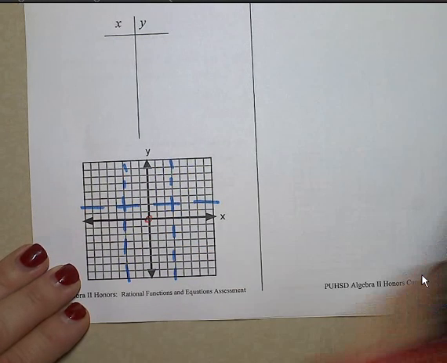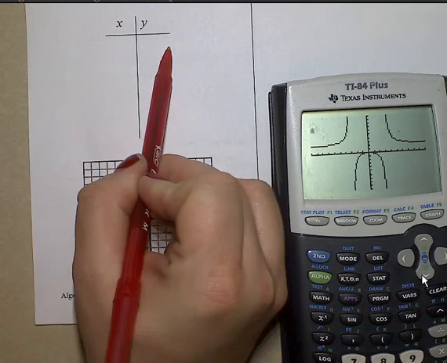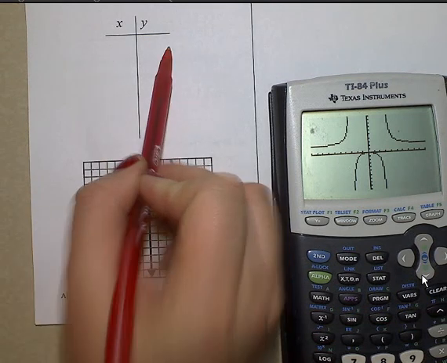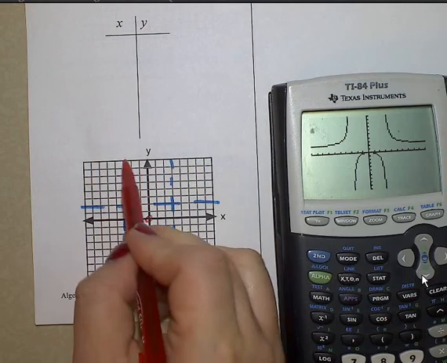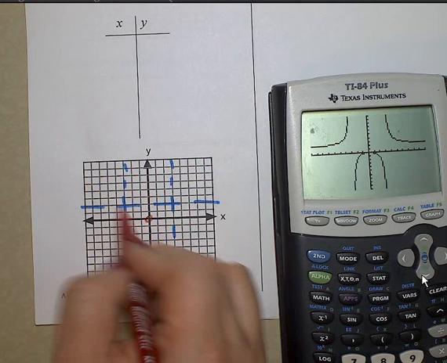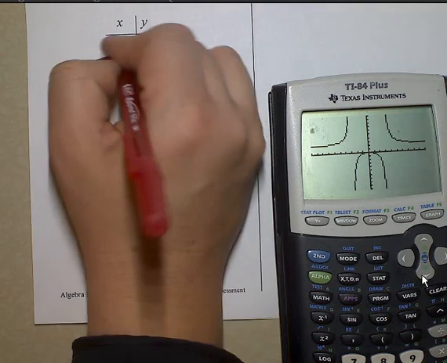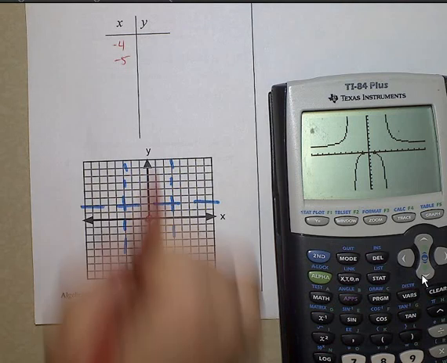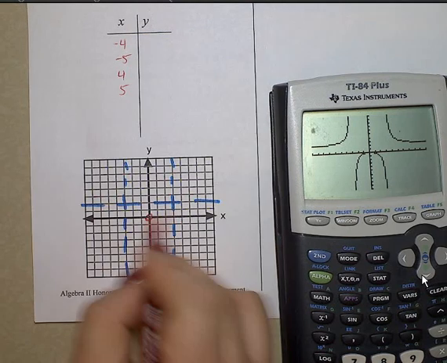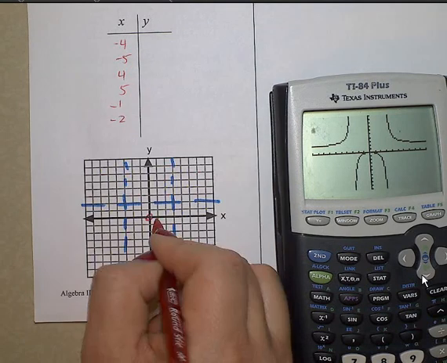Now, this is the cool part. I get points for showing my work here. It's kind of mindless. We're going to let the calculator do the work. So look and identify the vertical asymptotes. 2 places to the left would be negative 4 and negative 5. 2 places to the right would be positive 4 and positive 5. And then in the middle, I need negative 1, negative 2, and positive 1, positive 2.